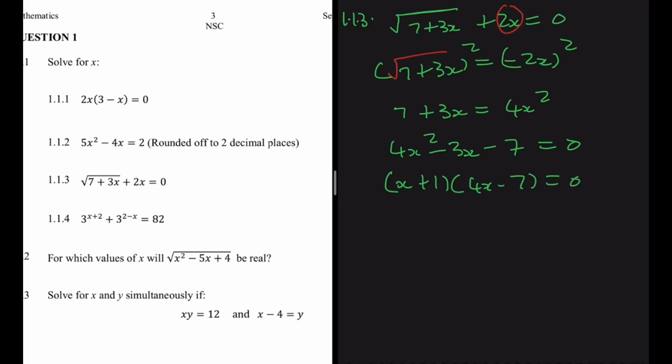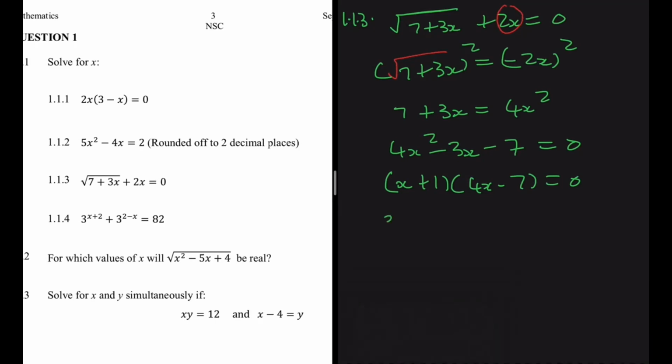I really don't recommend factorizing when you don't have a coefficient of 1. It's a bad idea. You're going to lose marks unnecessarily. Just use the quadratic formula. Even if it seems easy to factorize, first use the quadratic formula and see if it works out. The quadratic formula is just the way to go.